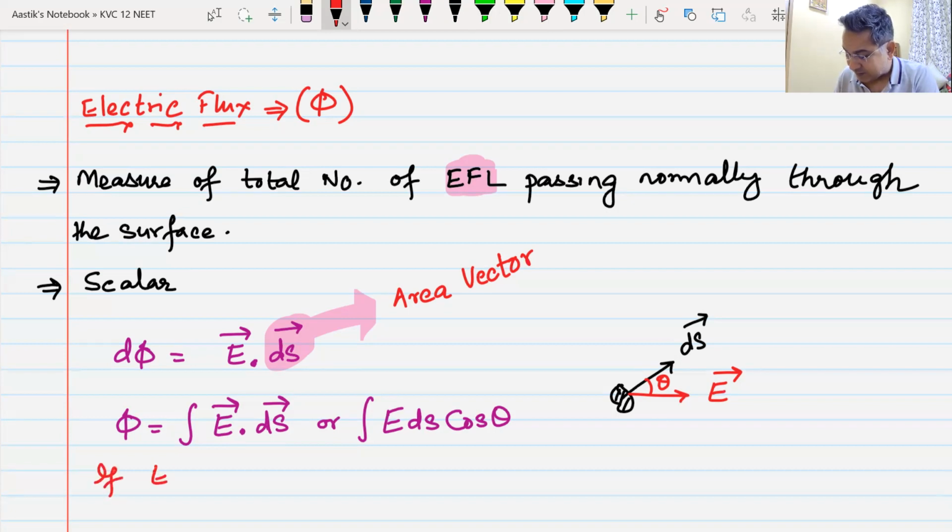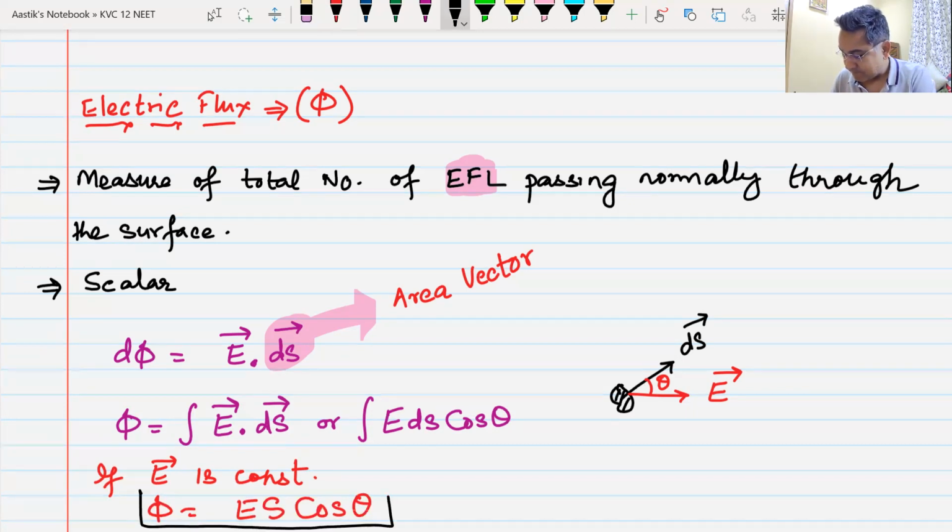If electric field is constant, which will be the case in most of the cases for you, you can write this flux as E into the integral of ds, which will be S, the area, multiplied by cos theta. Do we understand this? I will give you 2 minutes to note this down.